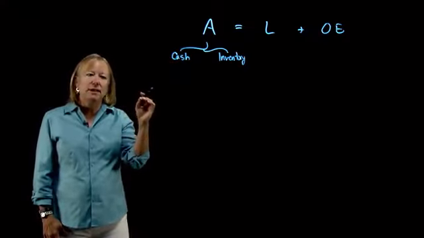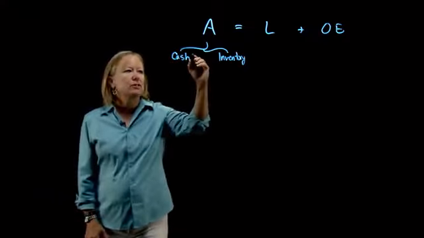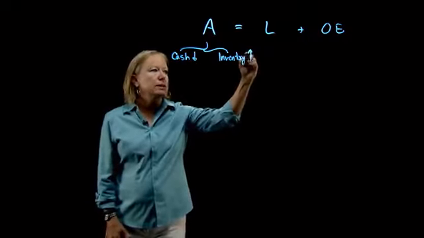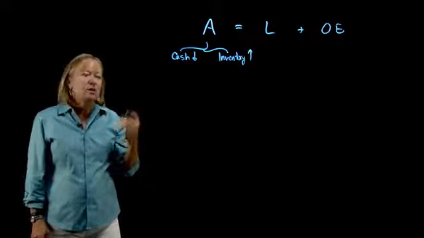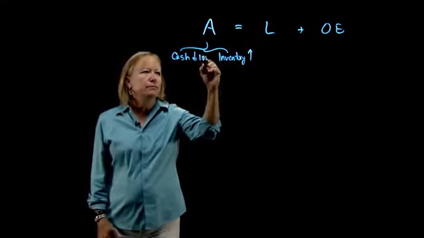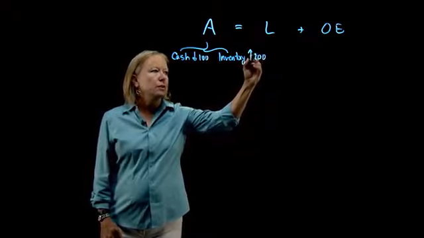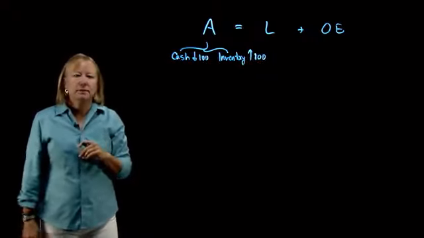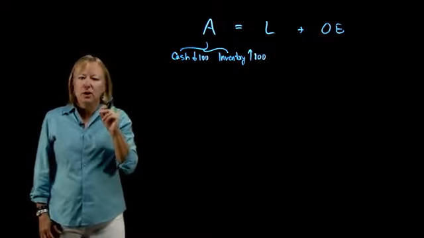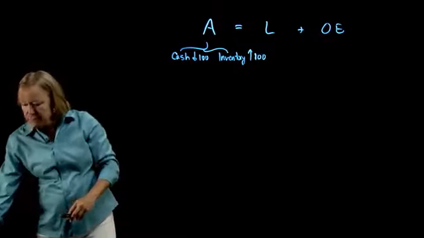Are the accounts increasing or decreasing? Well, cash is decreasing. We're paying cash. Inventory is increasing. We're getting inventory in exchange for that cash. The dollar amount: $100. Okay, so now that we've answered our 4 questions, let's record the journal entry.